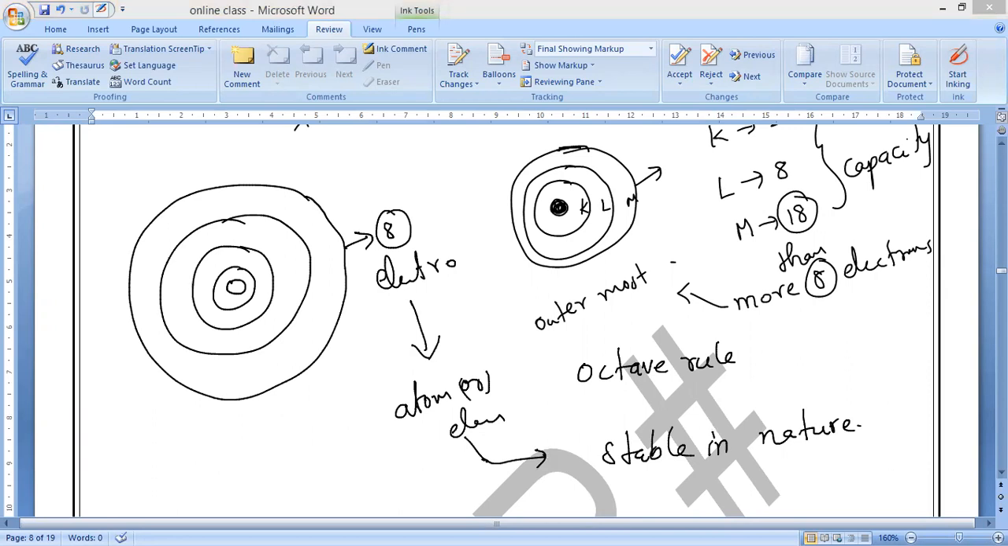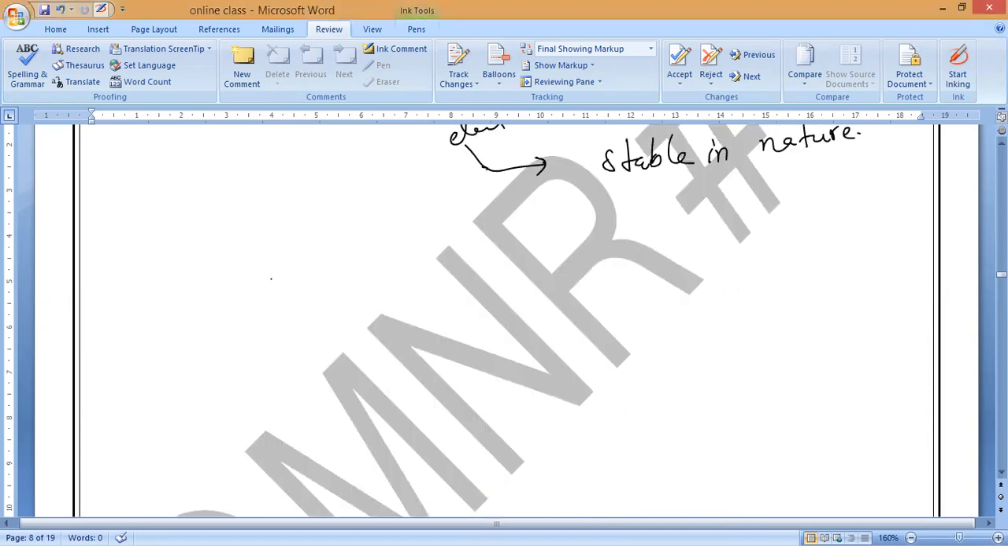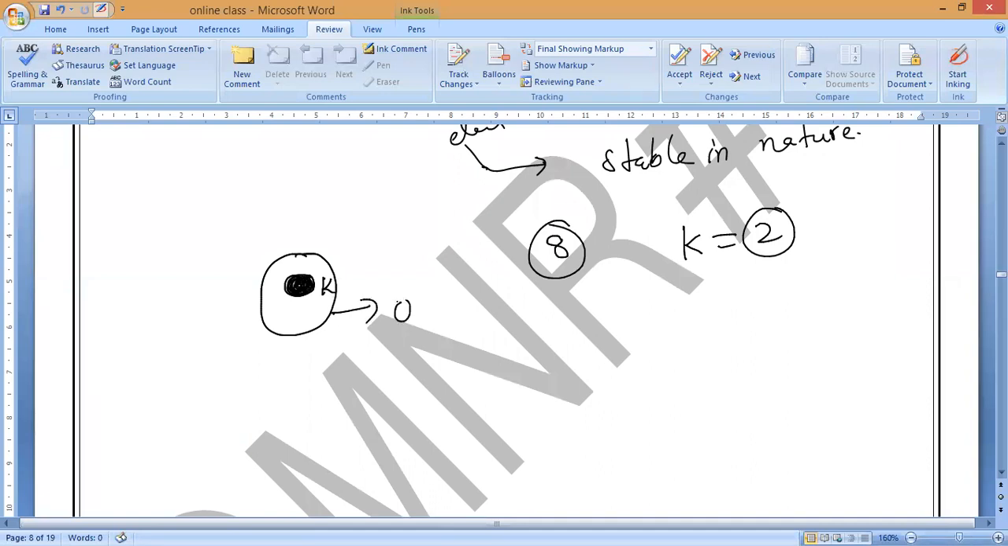Understand, everyone? Now, if you take, for example, some elements having only one shell, what is that shell called? K shell. In this, is it possible to accommodate 8 electrons? No, its capacity is only 2.